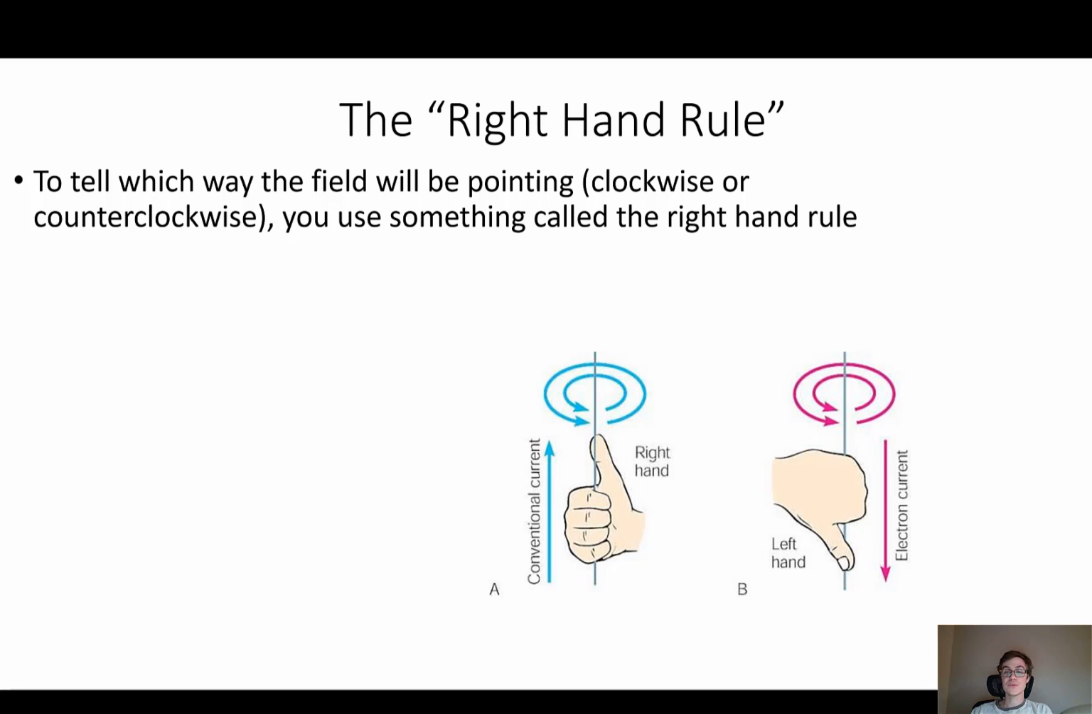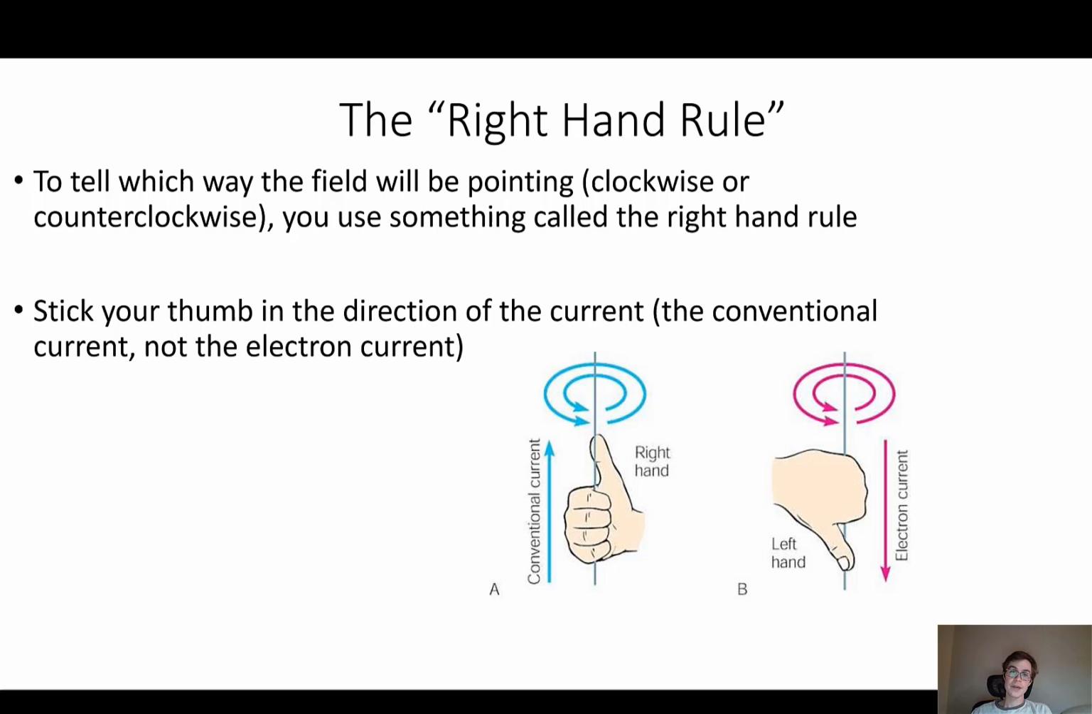To figure out which direction these magnetic field vectors point, we use something called the right-hand rule. Basically, the way it works is, imagine you have a wire, okay? And the electricity is running this way in the wire. You stick your thumb in the direction of the current on your right hand. Then you curl your fingers around. So the current's going this way. I put my thumb this way, and I wrap my fingers around. It's probably easy to see this way.